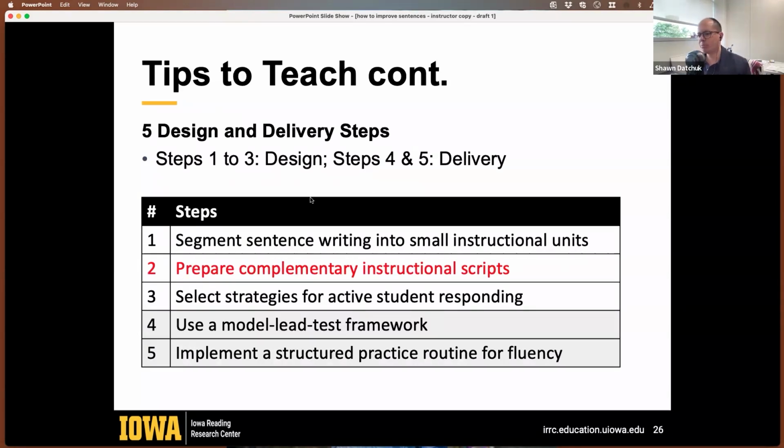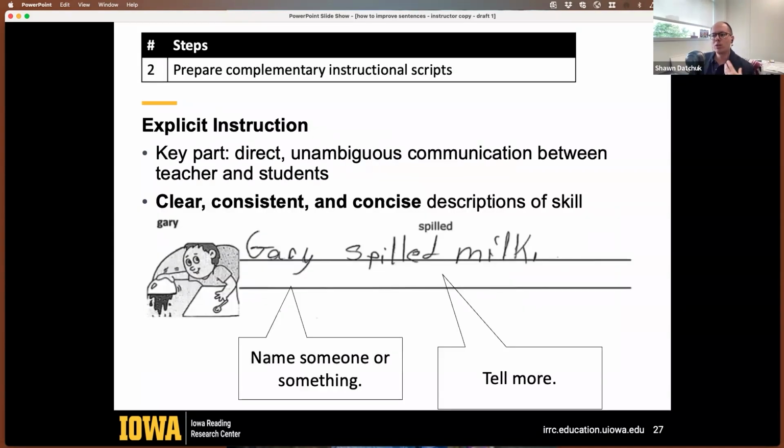The second step would be to prepare complementary instructional scripts. So once we segment the sentence writing into these smaller units, then we can really start to think about how we are describing it. Part of explicit instruction is direct, unambiguous communication, words, language from the teacher to the students. So clear, consistent, concise language. I know Anita Archer is talking at the Literacy Symposium, so shout out to Dr. Archer, definitely. But clear, consistent, concise language.